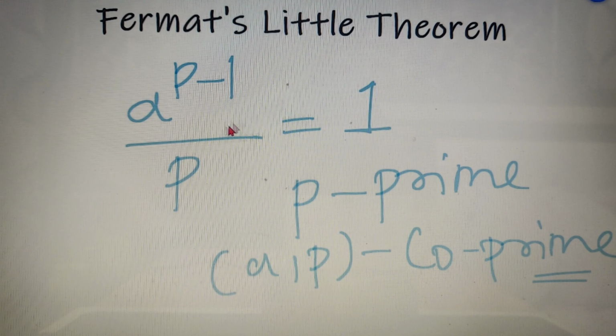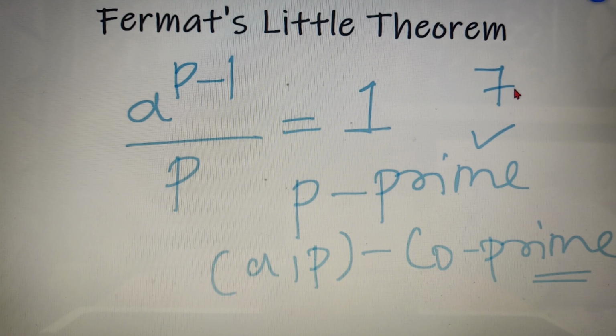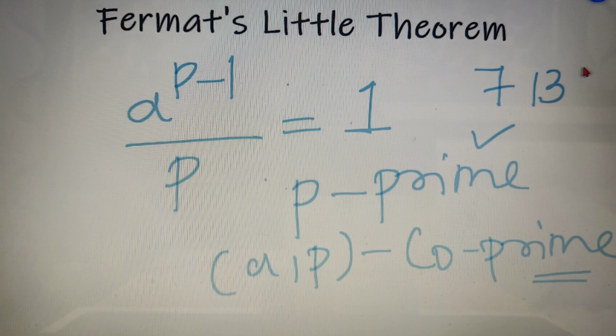So before going back to the theorem, let me first explain to you what are prime and coprime numbers. So a number is called a prime number if it is divisible by 1 and itself. So for example, 7 is a prime number because it is divisible only by 1 and the number 7 itself. 13 is a prime number because it is divisible by 1 and 13 itself.